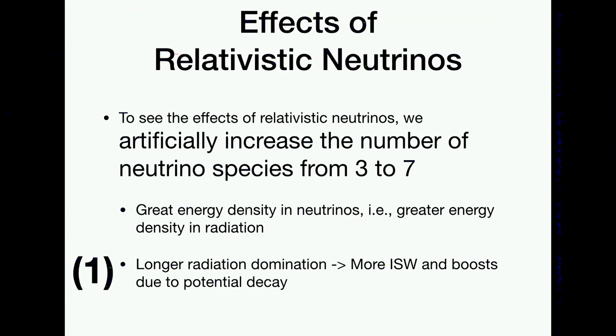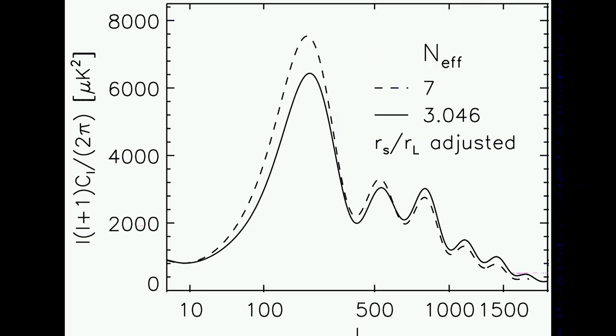Okay, let's do this. If you add more neutrinos, you get more radiation density. Okay? Therefore, matter radiation equality will be delayed. There will be more decay in the gravitational potential. So more ISW, and more boost due to the potential decay at the first couple of peaks. Yep. So this is the effect. Okay, in effect, if 7 and 3 is the solid line, indeed the first peak is higher, but the third peak is lower. So clearly something is missing, okay? But let's correct the first effect, this radiation effect.